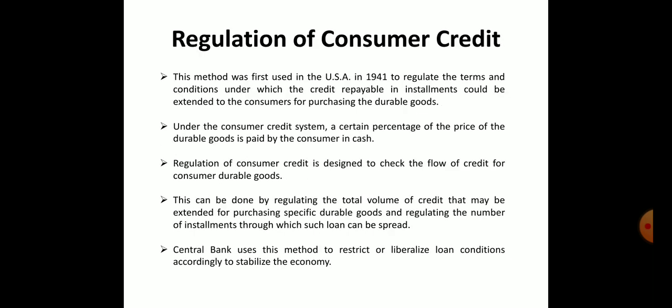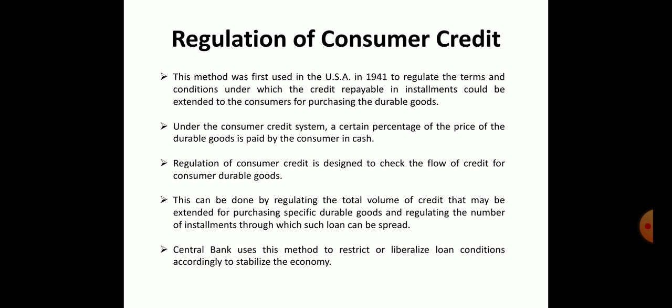Next is regulation of consumer credit. This method was first used in the USA in 1941. Here we can regulate the terms and conditions of consumer credit when we are buying consumer goods such as an air conditioner, refrigerator, washing machine, and other household goods on which we can take credit. Earlier the period was less than 1 year, but nowadays it may be greater than 1 year. So here we have to fix some regulation for consumer credit.